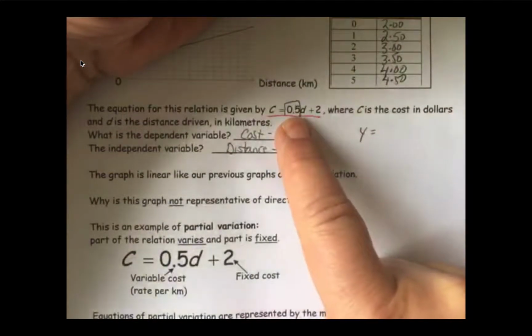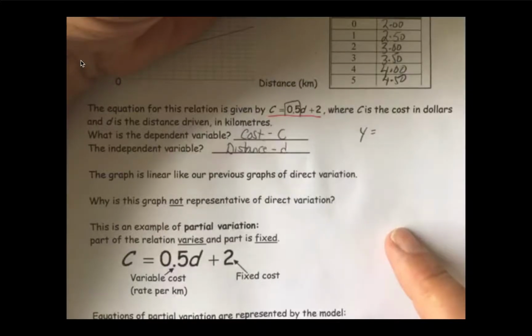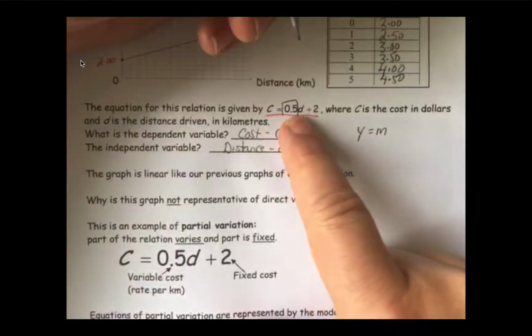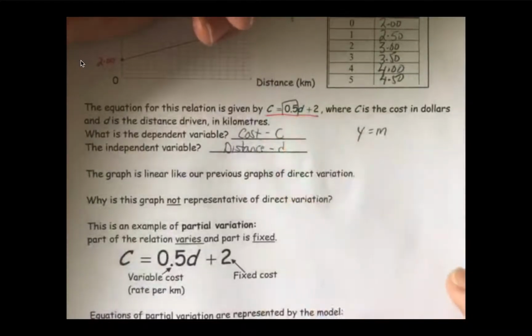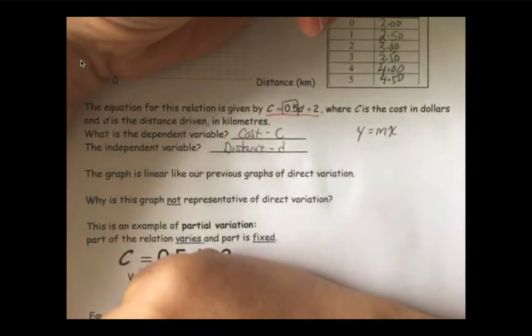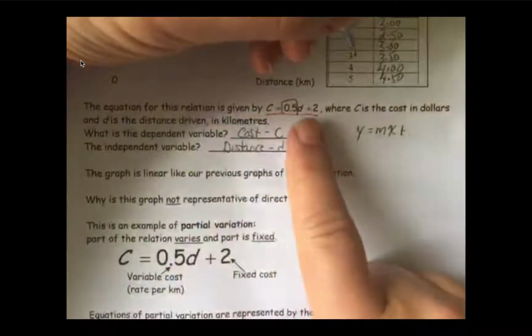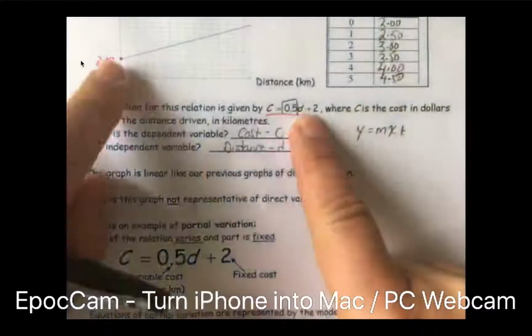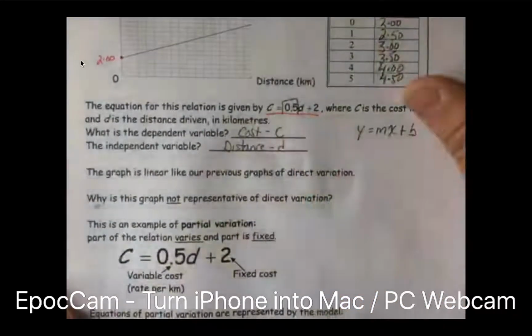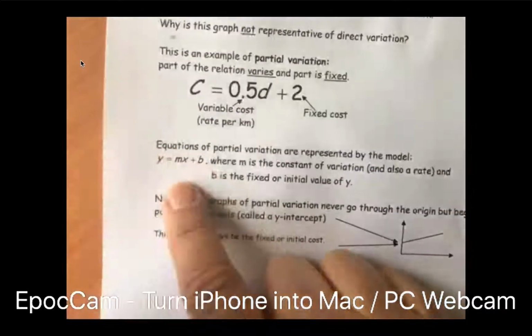In this case, it's 0.5. But in the general form, the model that we use to represent these relations, we use the letter m to represent that number. That's the coefficient of the independent variable, which is D in our particular example. It's what's on the horizontal axis, so we represent that by x, because x is usually what the horizontal axis is. And then we have another value in here. It's a 2. That's the initial cost, the starting value, and we represent that by the letter b. You'll see farther on down the page, y equals mx plus b, right down here.